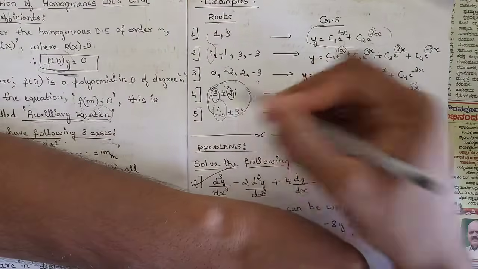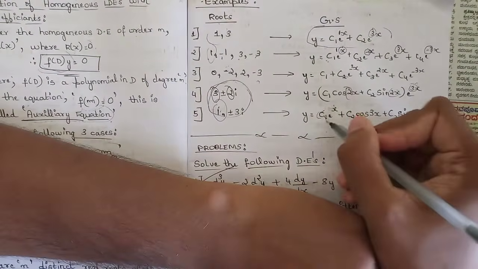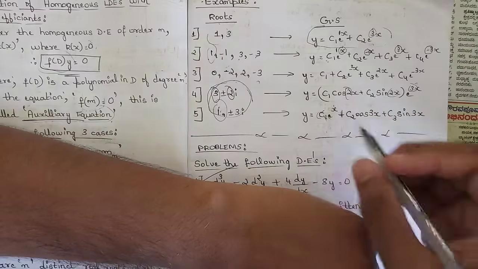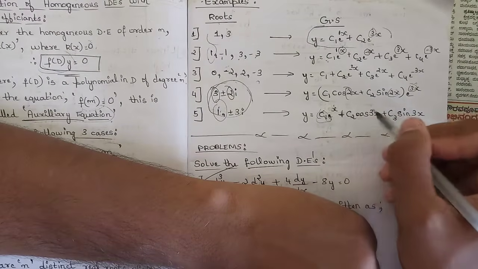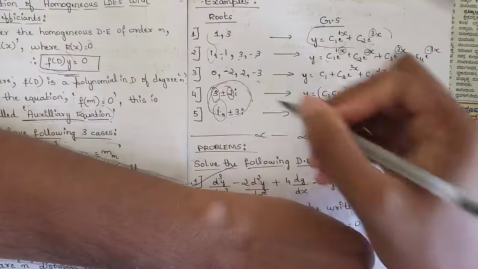See, if the root here is 1, how do we write it in general form? That is c1 e power x, plus, if there is c1, when we write plus we need to continue it. We cannot write it again as c1 since the term here is different, right?